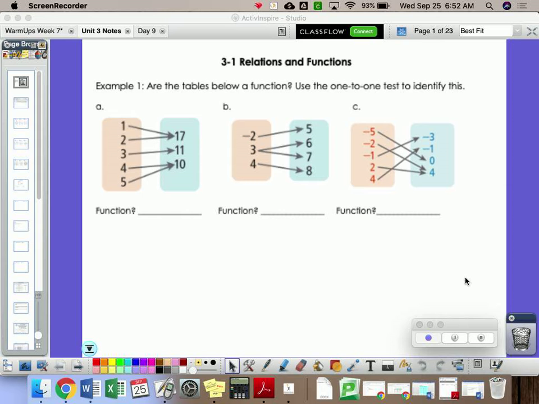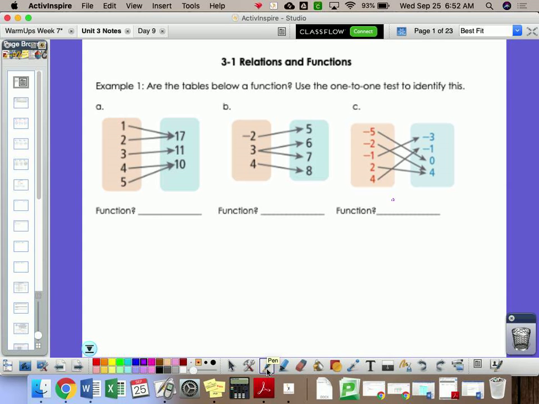In order to see if these are functions, every single input, so these numbers that are in this reddish, pink box, have to have one number that they go to in the output. So this is your input, and these are your outputs. So looking at our inputs, the 1 goes to 17. It's going to one number.